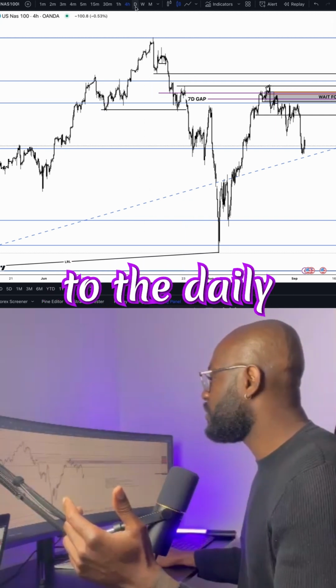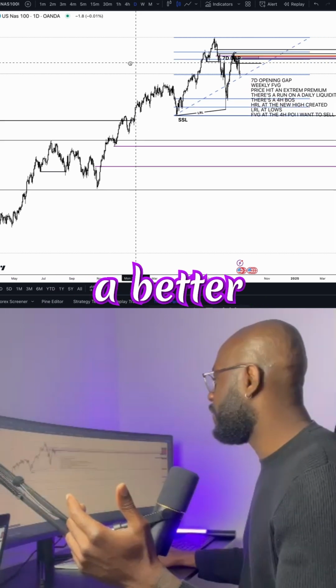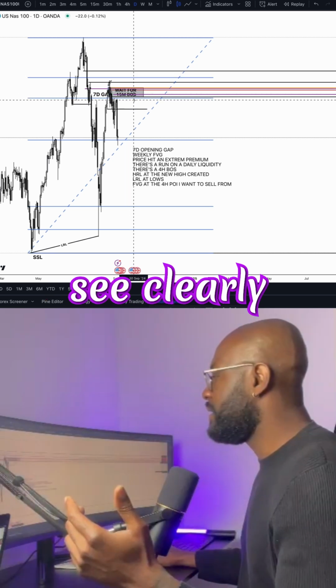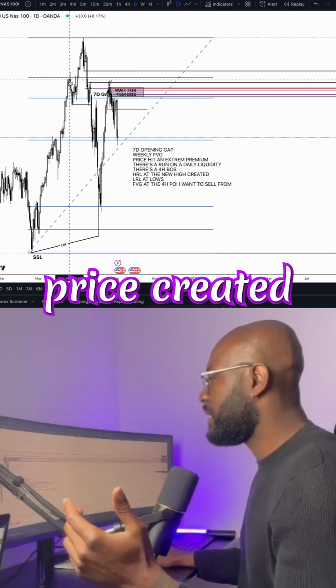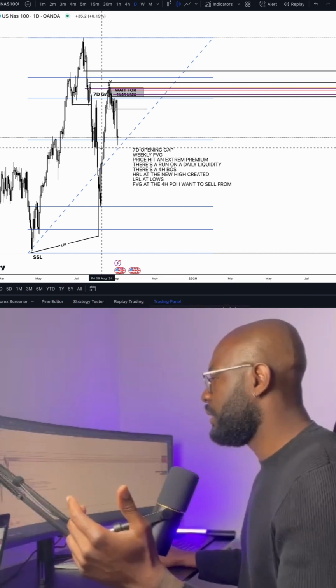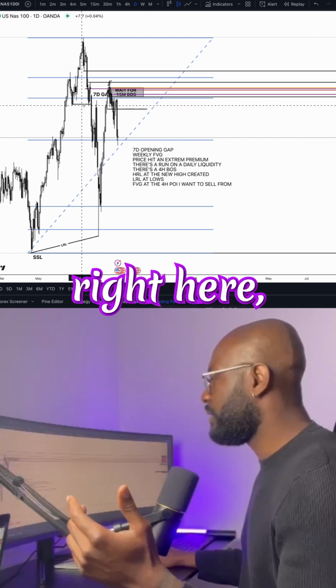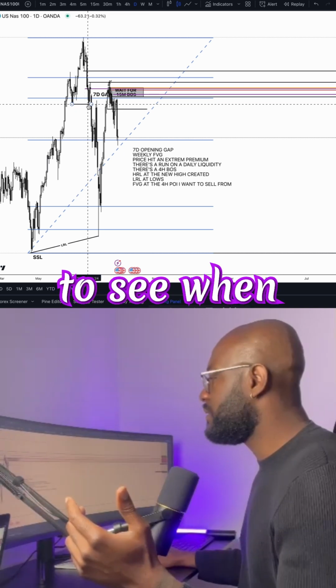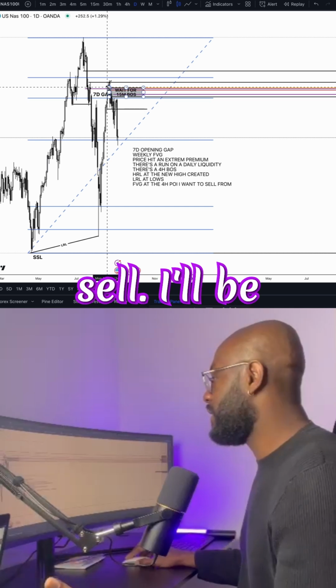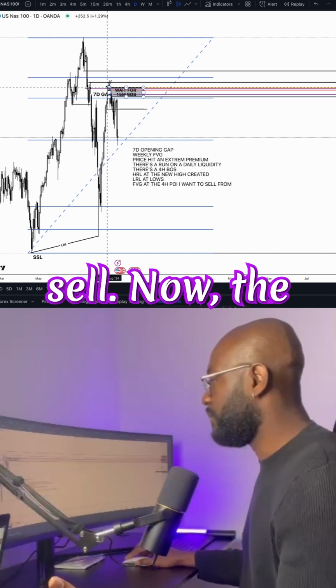Now, if we go to the daily time frame to have a better overview of this price action, you can clearly see price created a low, created a high, dropped down, breaking structure. After this break of structure, what I'll be anticipating when price comes up here is a sell. I'll be looking forward for a sell.